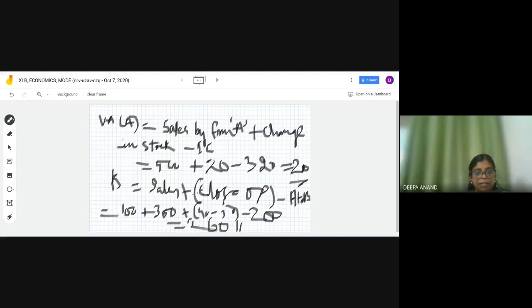GDP at market price. What is GDP at market price? First you write, this is the value added. Value added of firm A is 200. Value added of firm B is 260.